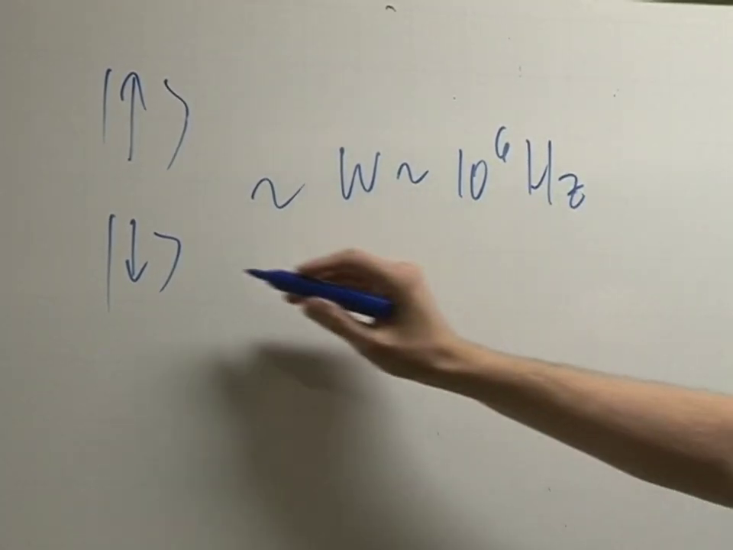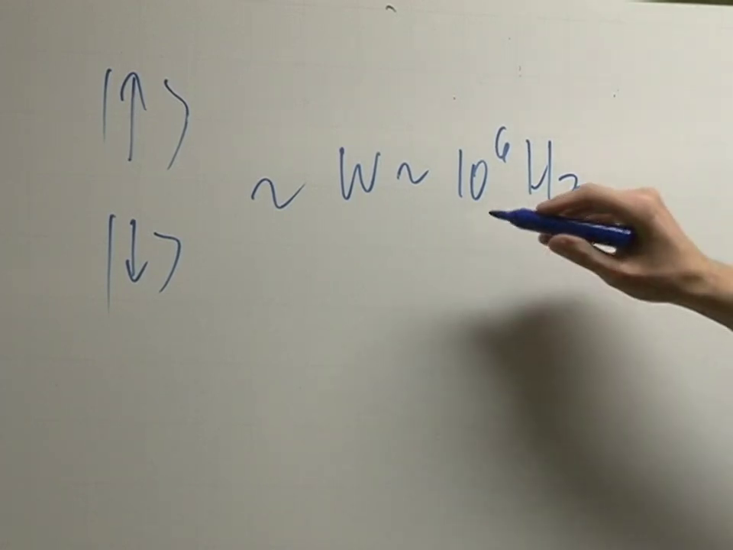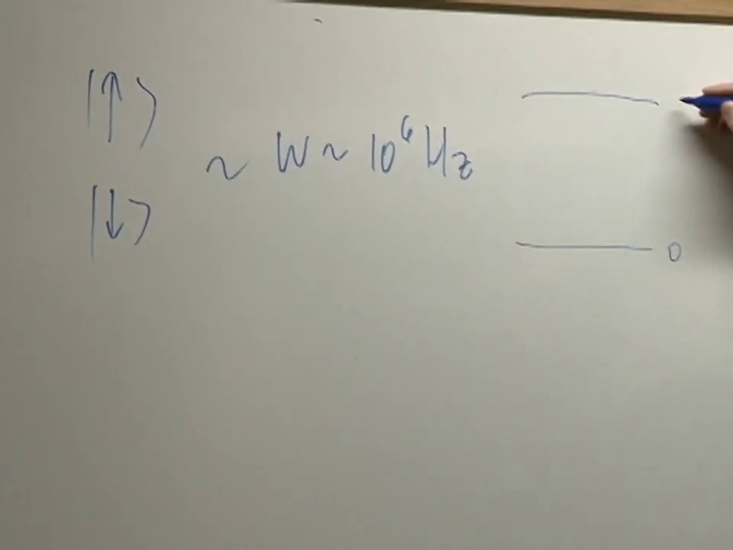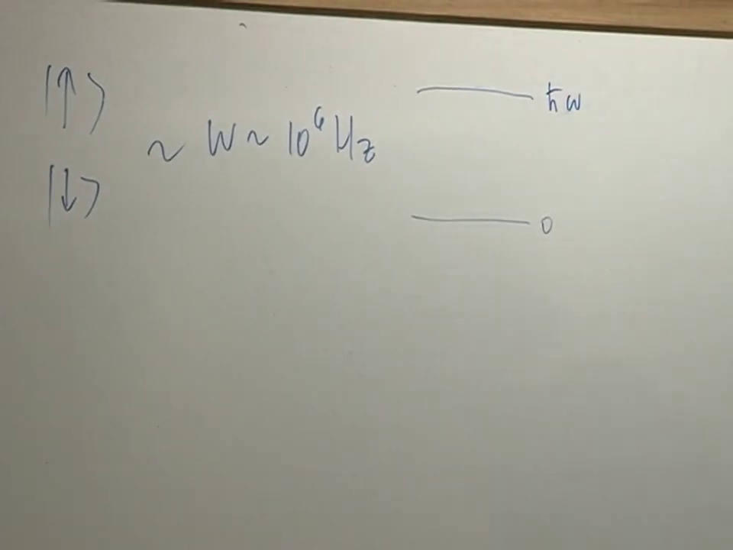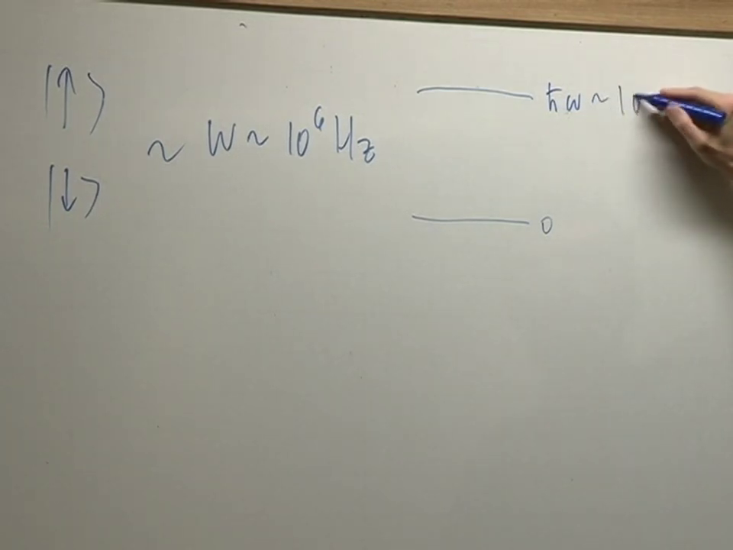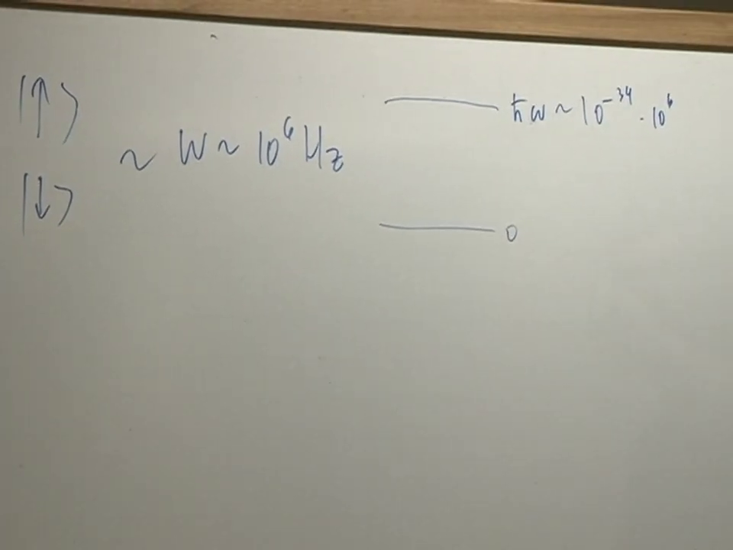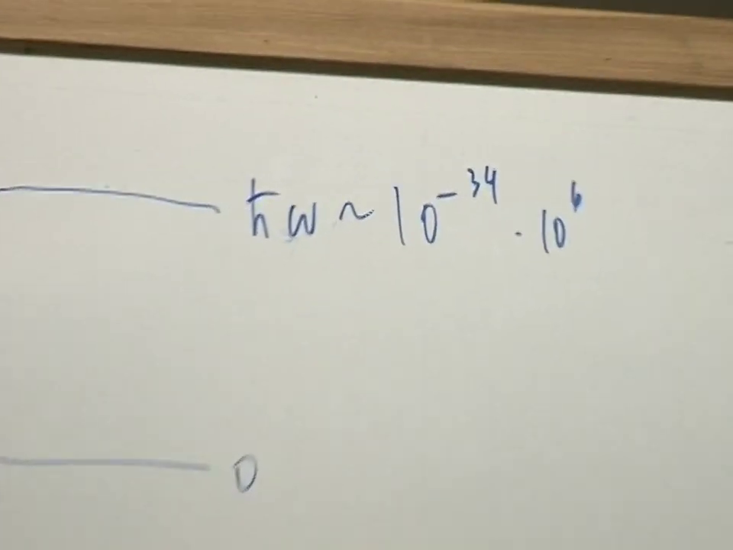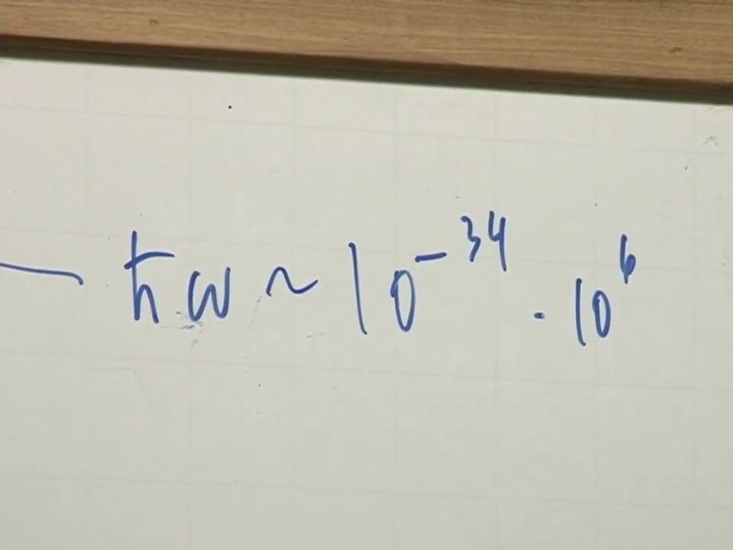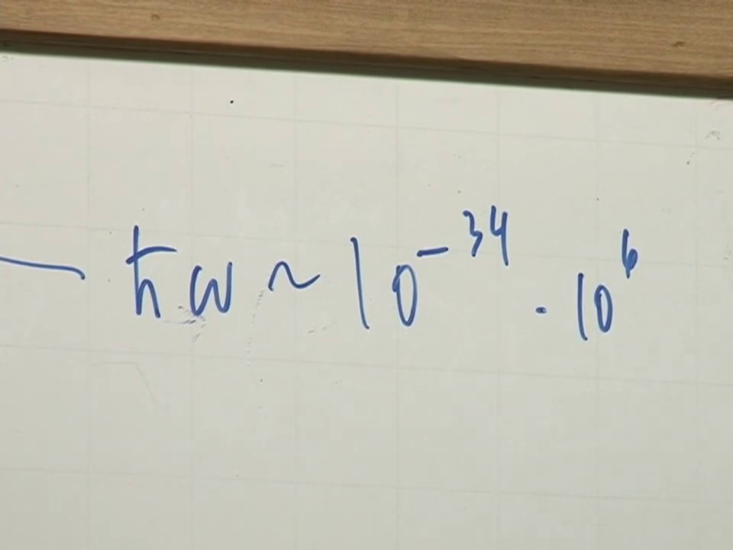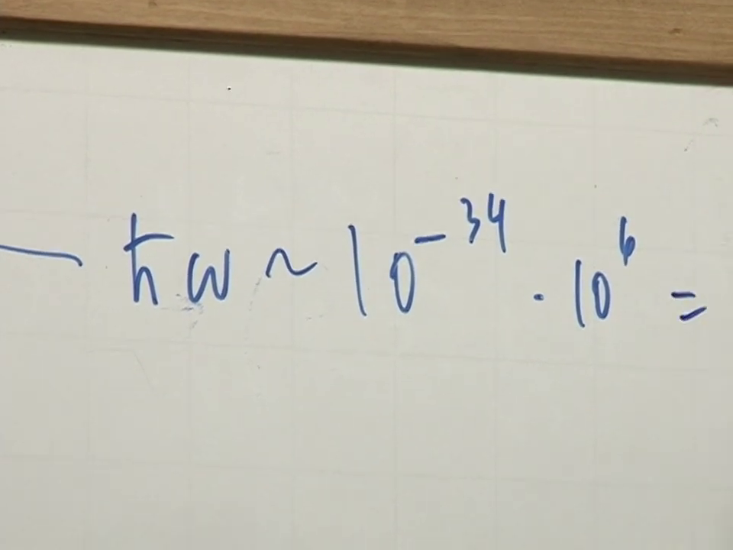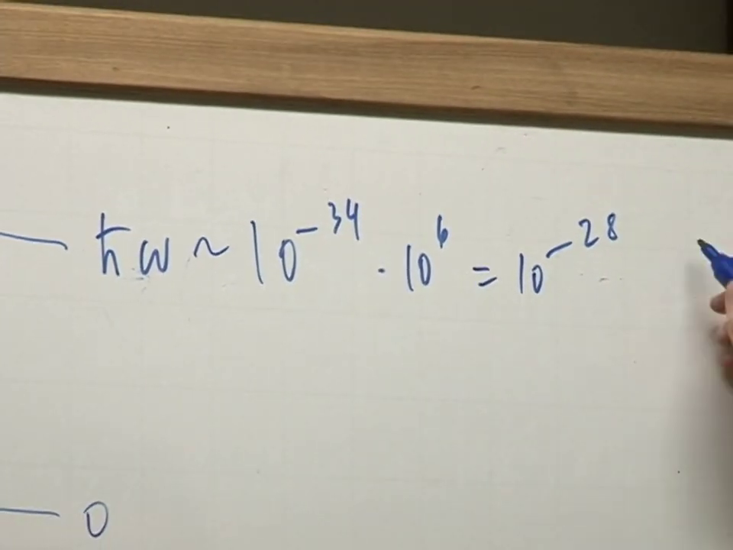So imagine that really this state has zero energy, just to make it simple. Then the top energy here is h bar omega, okay? And this is something roughly 10 to minus 34 times 10 to 6, okay? So it's basically a number that I would like to now compare to kT, because that's my energy due to temperature, and I'd like to see how these guys compare to each other. So this is something like 10 to minus 28, okay?